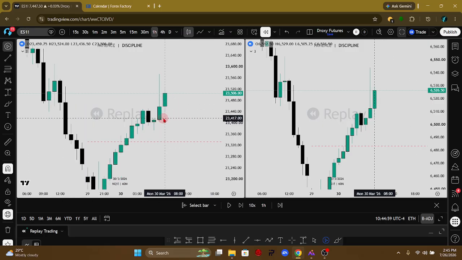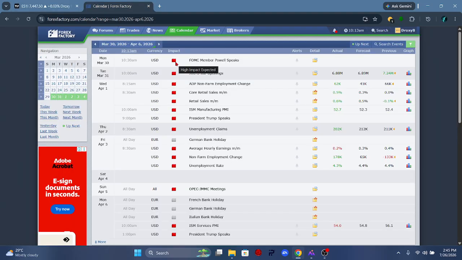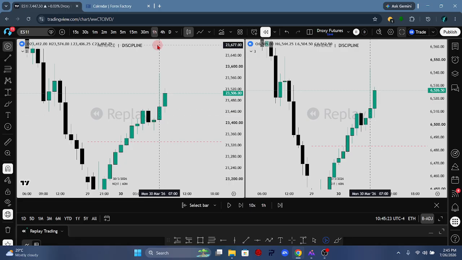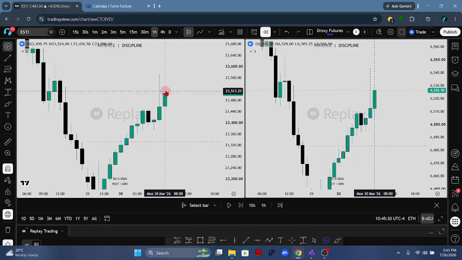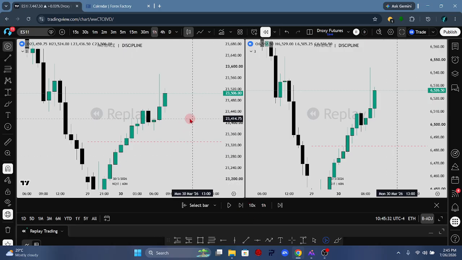So if you don't get any setup before 10:30, you just have to trade after 10:30. Whenever you see red folder news like this, they are like an incoming train. You wouldn't want to stand in front of a moving train because you get wrecked. So there is news at 10:30. Then we need to move towards 9:30.